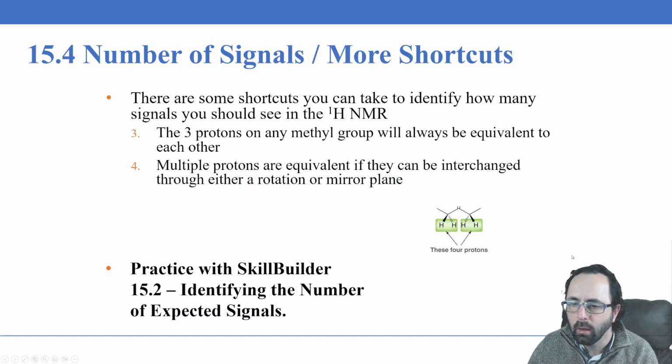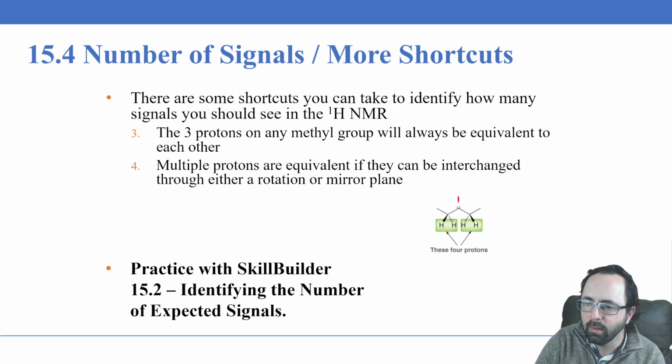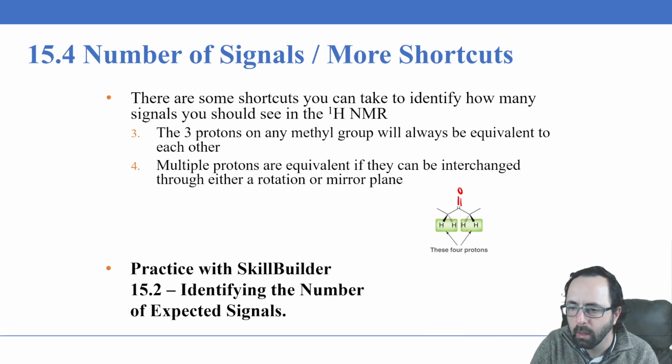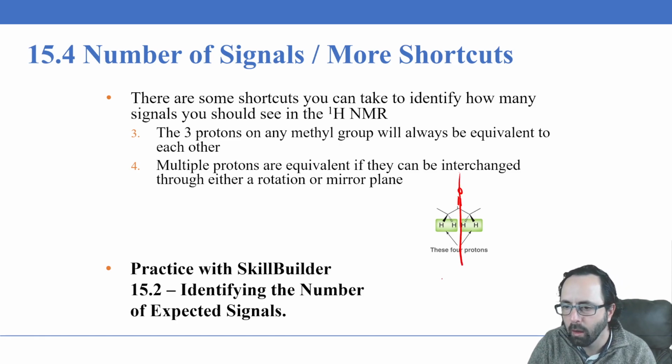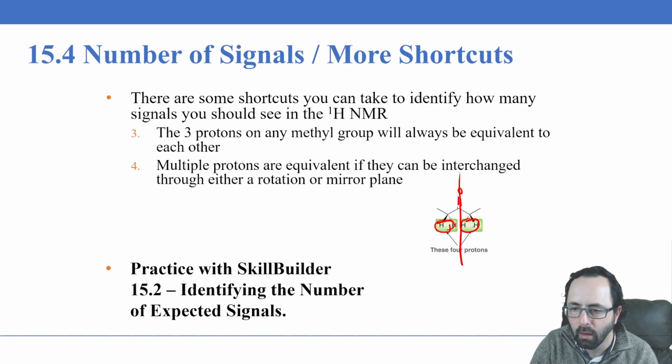Finally, multiple protons are equivalent if they can be interchanged either through a rotational axis or a mirror plane. So here we have, and this got cut off a little bit here, a mirror plane in the molecule right down this oxygen. We also have a rotational axis too. So these protons here are all equivalent because of the rotational and the mirror plane.